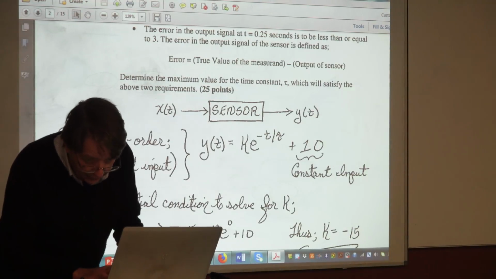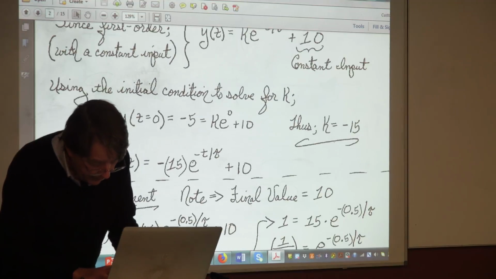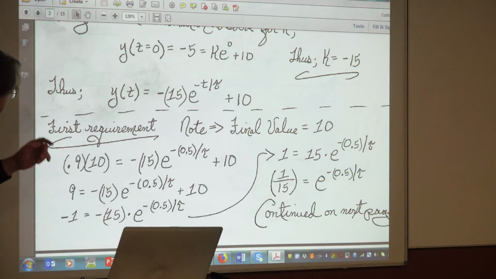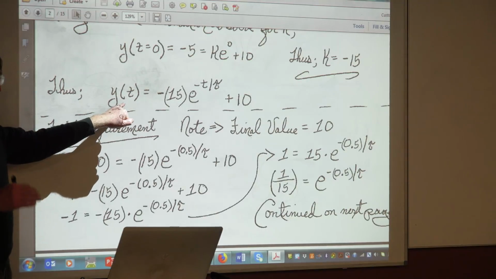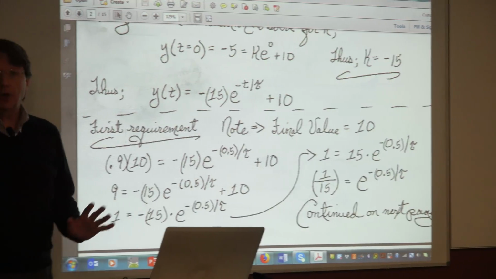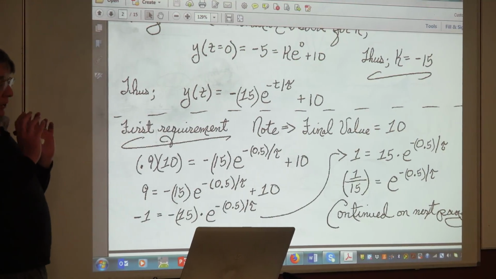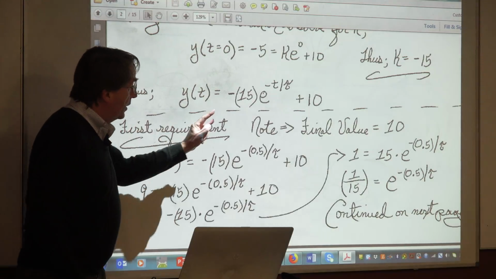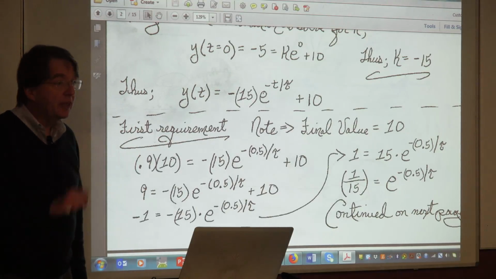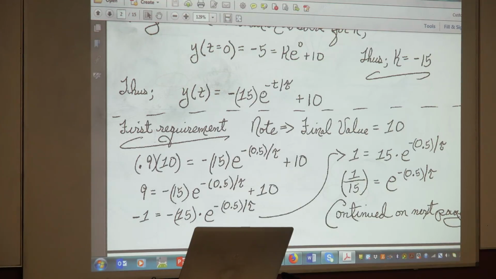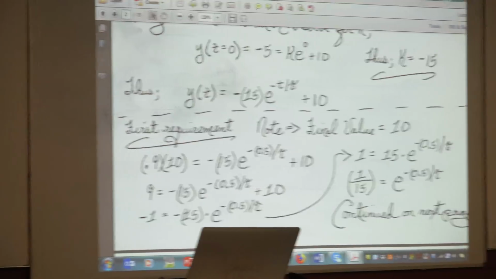So what we now do is say, all right, we now have the key first step in the problem. We know the equation for the output y of t. So I'm now going to have to solve this system twice. First requirement, the final value is 10. Do you see that? As I tried to graph over here, the final value is the constant input.